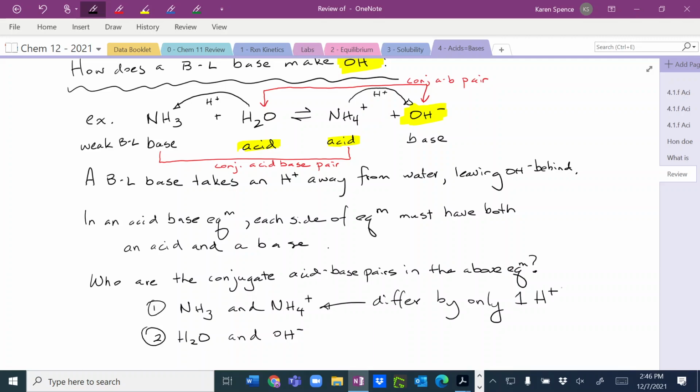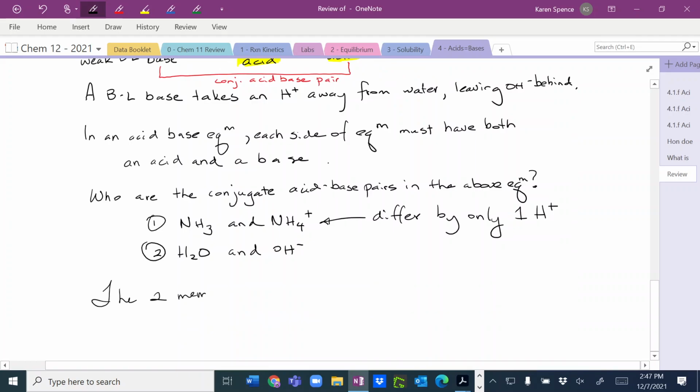Now, this is going to be a weird sounding question, but it actually makes sense, so just bear with me. When you look at the two members of the conjugate acid-base pair, what can you say about them and their relationship to the reaction arrow? We got one acid-base pair here, and there's our reaction arrow. We have another conjugate acid-base pair here, and there's our reaction arrow. The two members of a conjugate acid-base pair are always on opposite sides of the reaction arrow.